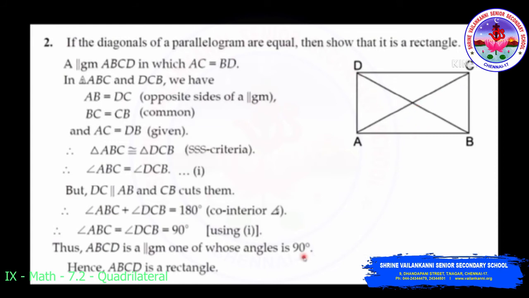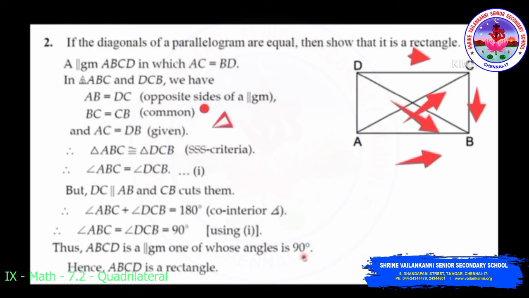were equal. Consider triangle ABC and triangle DCB. We are going to prove that these two triangles are congruent. So I got the first point in both the triangles ABC and DCB: my AB is equal to the length of CD, because in a parallelogram opposite sides are equal. The second one, I got BC as a common side to both the triangles. And the third point, I got AC diagonal length is equal to BD diagonal length.